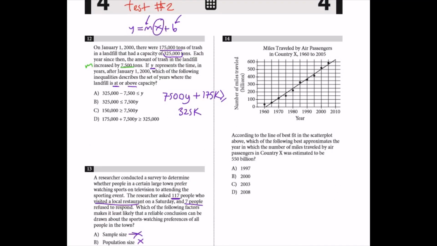Question number 14. According to the line of best fit in the scatter plot above, which of the following best approximates the year in which the number of miles traveled by air passengers in country X was estimated to be 550 billion? So we're looking for 550 billion, which is here, which belongs to this point. And now we're going to find the X projection of this number, because that's the best approximation of the line of best fit. So it's going to be somewhere here. And we know that this point is a year between 2000 and 2005, because if you divide 2000 and 2010 equally, this is going to be 2005. So we're looking for a number between 2000 and 2005, which is C.